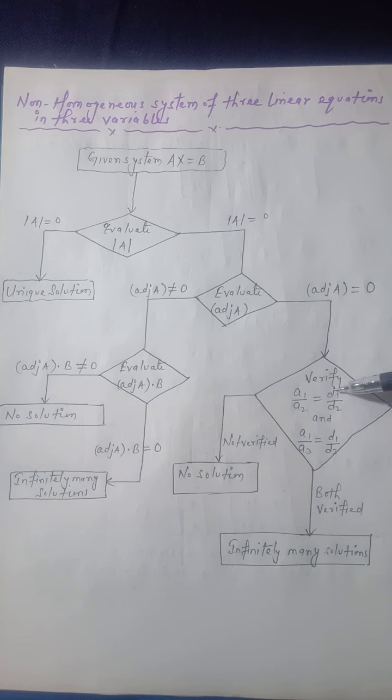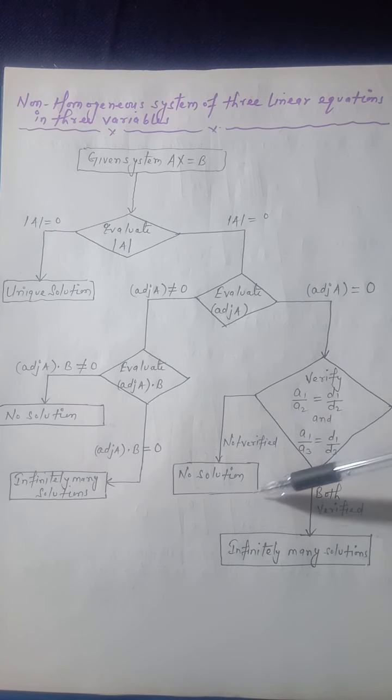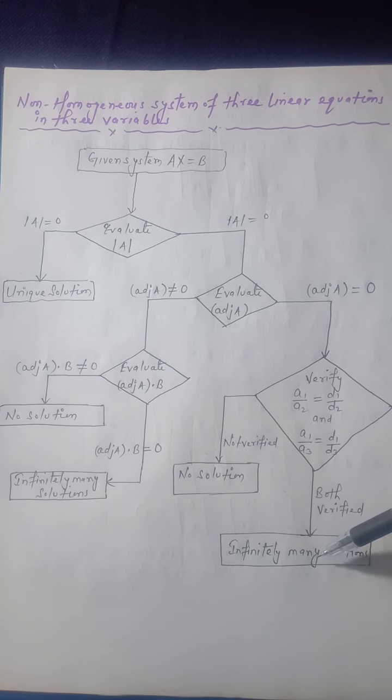If A1 by A2 and D1 by D2 are equal, as well as A1 by A3 and D1 by D3 are equal, you must verify. If both are not verified, then you will write no solution. But when both are verified, again you will write infinitely many solutions.